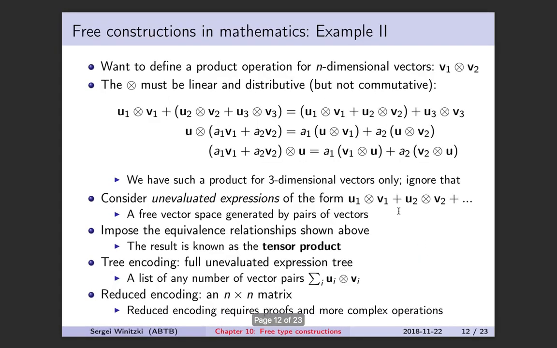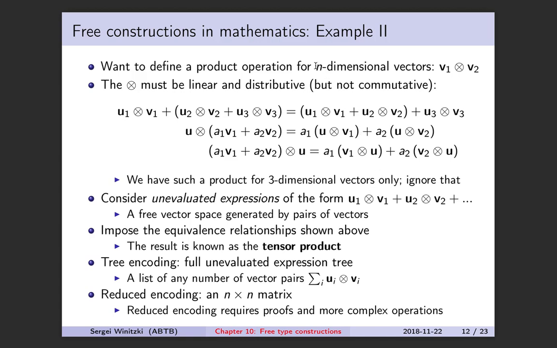Let's consider another example, which is a product of n-dimensional vectors. So what if I wanted to define a product of two n-dimensional vectors? Or we have such a product for three-dimensional vectors. This is the well-known vector product in the usual Euclidean three-dimensional space. But let's ignore that. In any case, I want a product for n-dimensional vectors with any n, and that doesn't seem to be generalizable from three-dimensional vectors. So how do I do that?